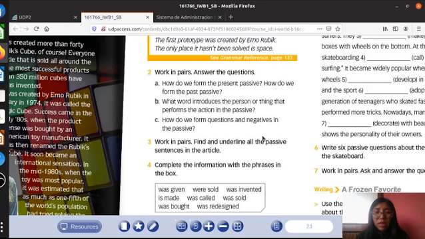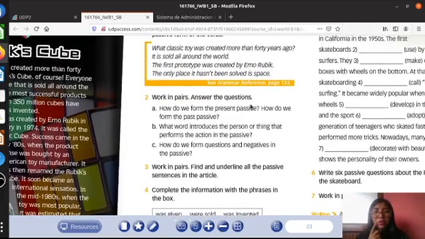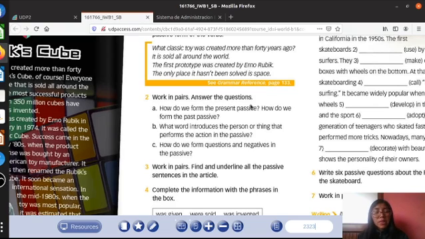And the last one, how do we form questions and negatives in passive? ¿Cómo formamos las preguntas y las oraciones negativas en voz pasiva? Okay, we are going to use the verb to be. Vamos a utilizar el verbo to be al inicio. Okay, then the subject. Okay, then what do you have to use? The verb in the past participle form and the complement or the adjective. Okay, that is the rule of the questions.